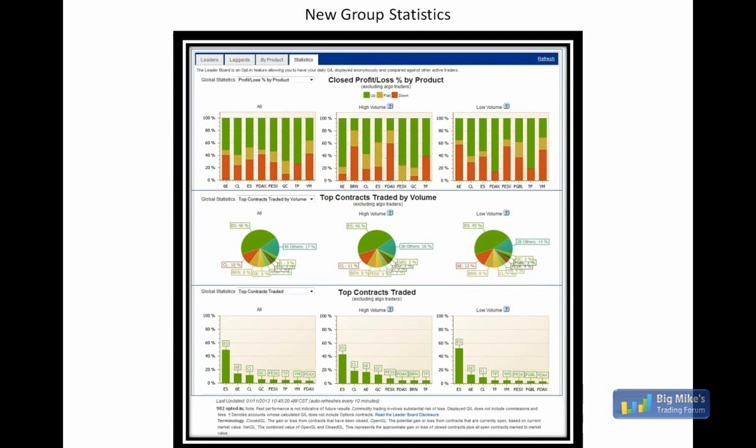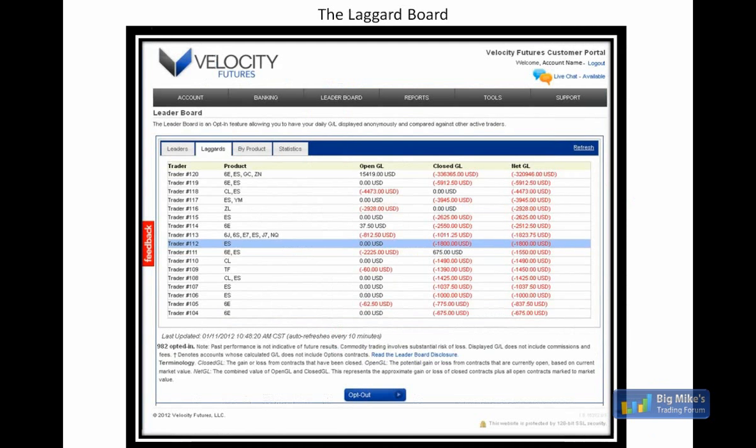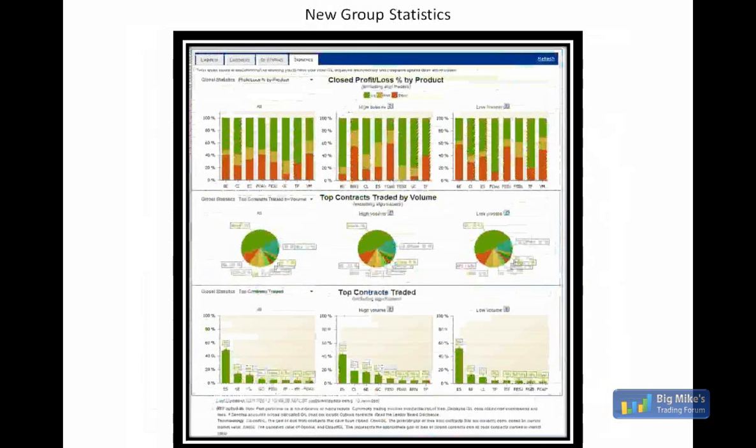Back here on the left, you can see that red feedback button that you can click and send your feedback or comments or something that you'd like to see anytime you want.